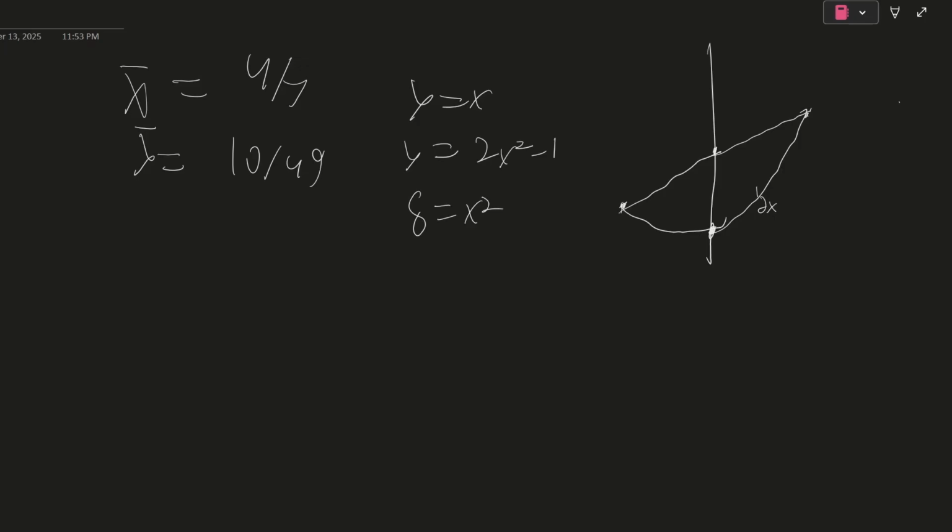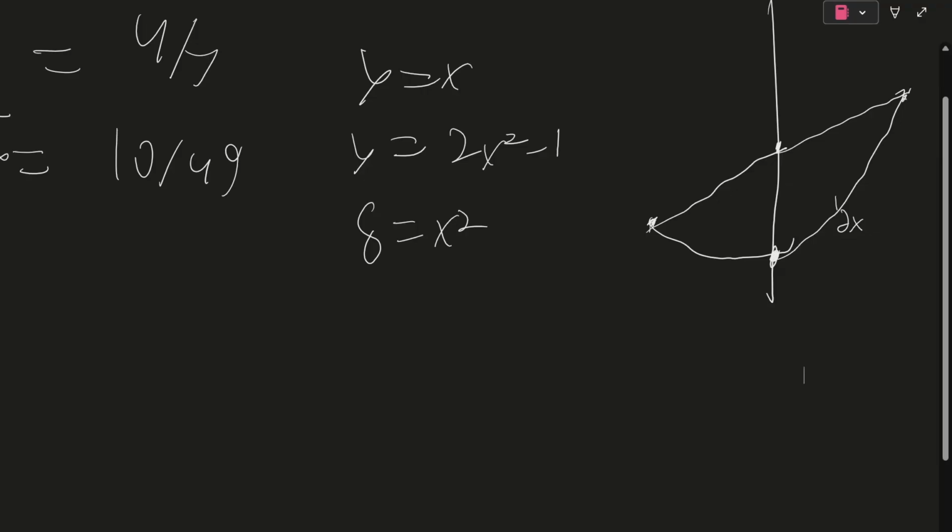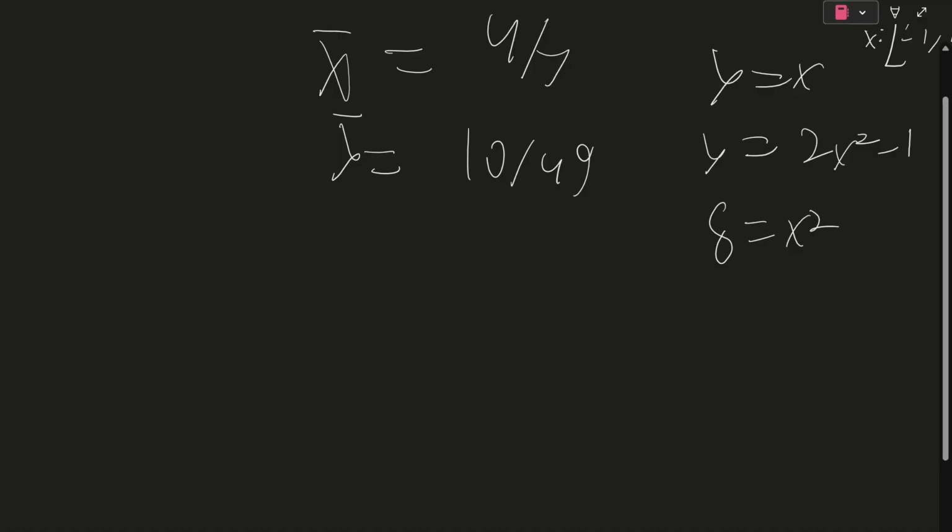Alright, so in this lecture, we're going to be finding the moment of inertia about the center of mass of our region that we covered in the last video. So we have the region bounded by -1/2 to 1 in terms of x values, and it's bounded by y equals x and y equals 2x squared minus 1, and it has a density of x squared. Our centers of mass ended up being 4/7 for x and 10/49 for y.